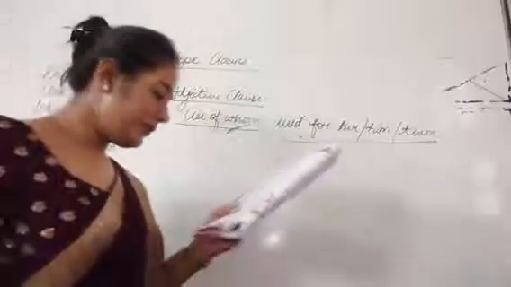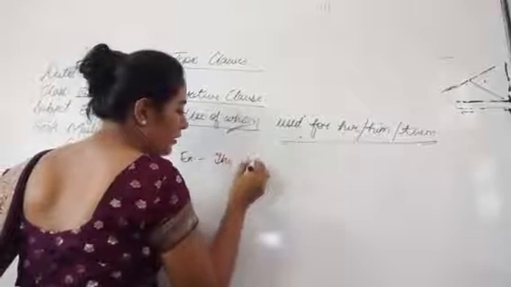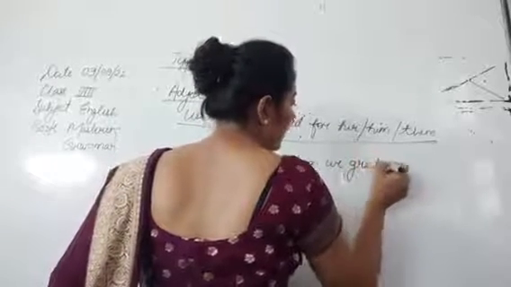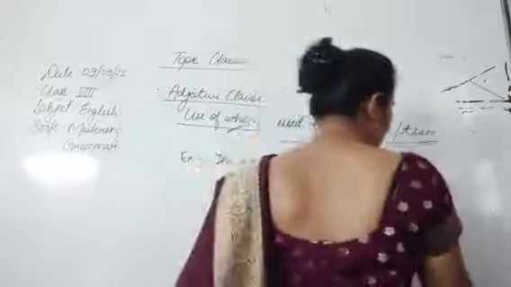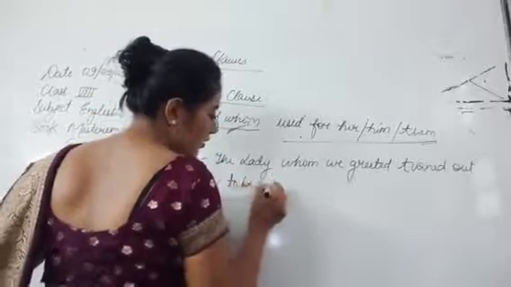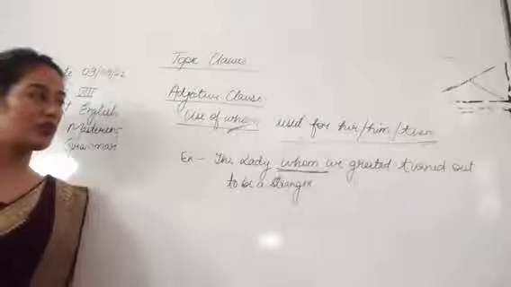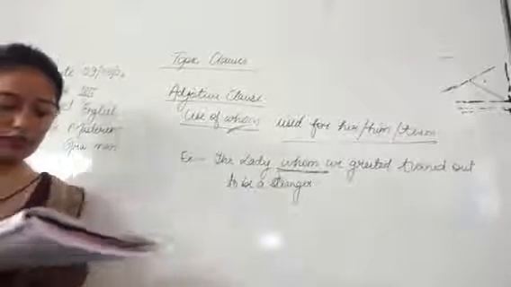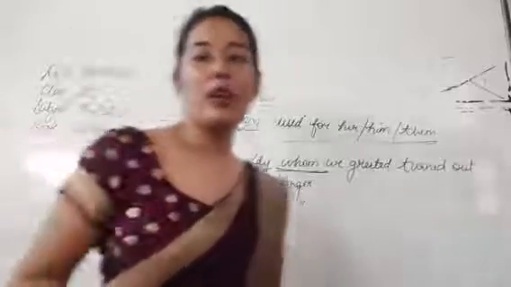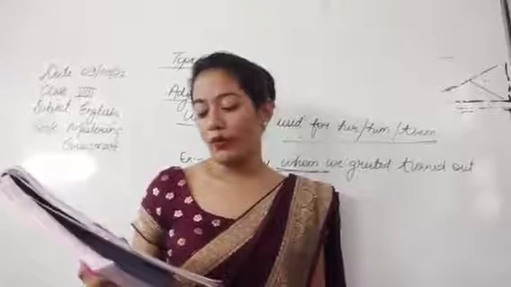Okay. For example, the lady whom we greeted turned out to be a stranger. Okay. The lady whom we greeted turned out to be a stranger. Okay. So, another would be, the boy whom we congratulated is a winner. So, we are using whom instead of her, him and them. The boy whom we congratulated is the winner.